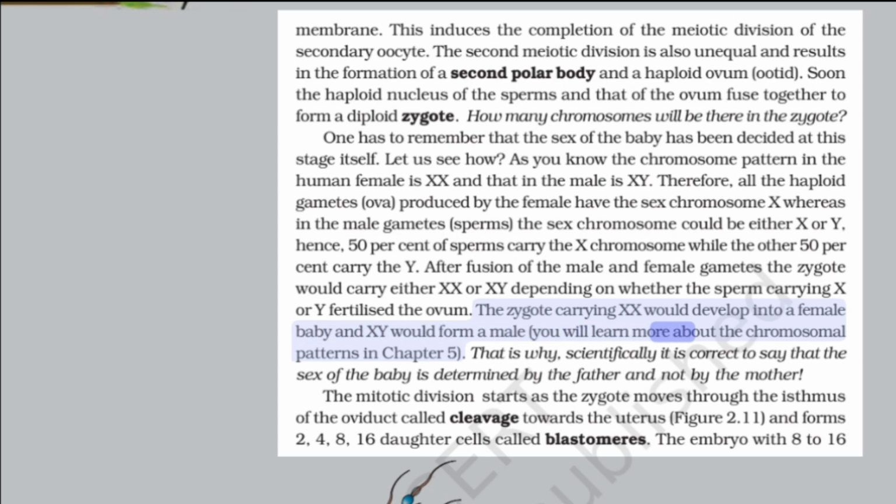You will learn more about the chromosomal patterns in Chapter 5. That is why, scientifically, it is correct to say that the sex of the baby is determined by the father and not by the mother.